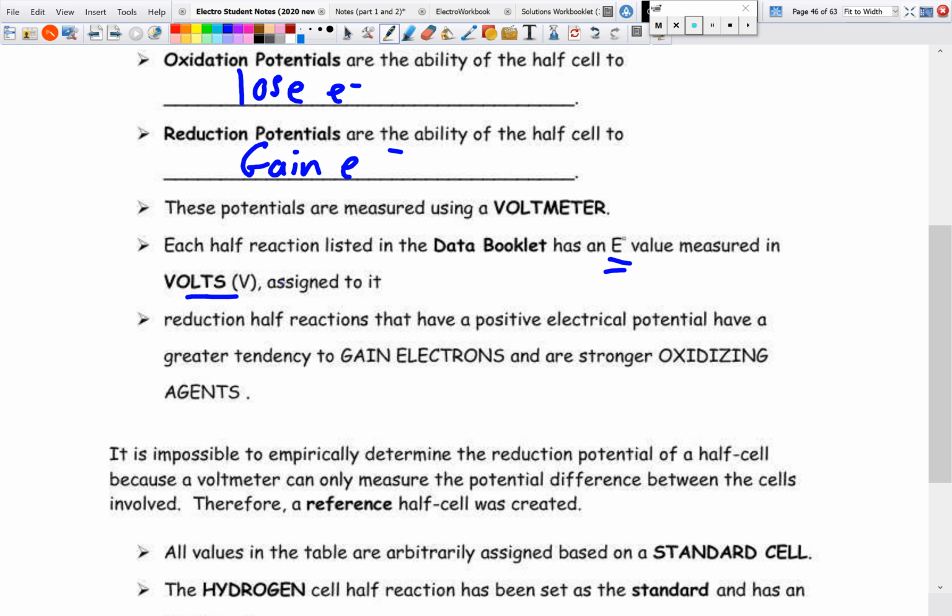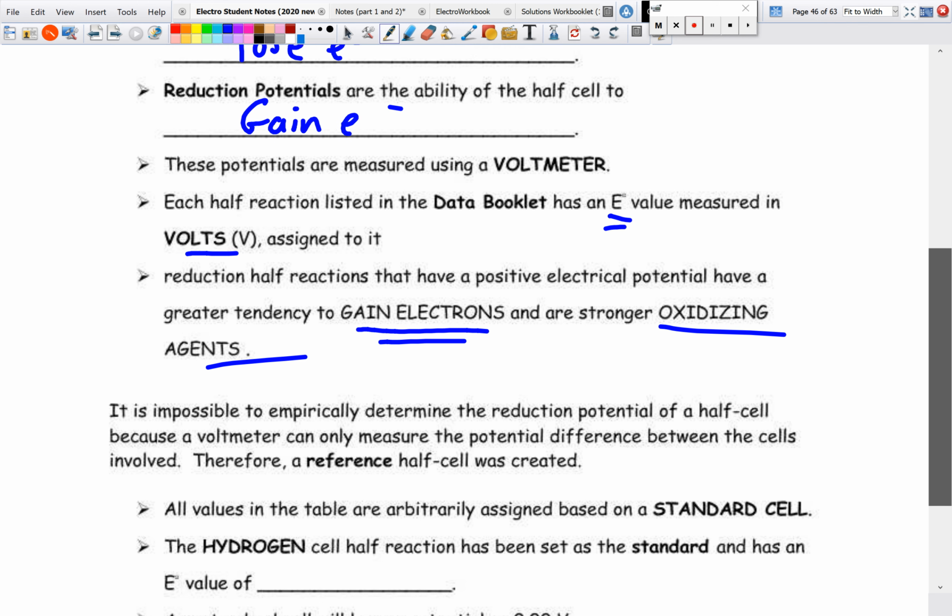Now, reduction half reactions with a positive electric potential have a greater tendency to gain electrons and are stronger oxidizing agents. So that is also why when you look at your data booklet, fluorine has the highest positive reduction potential.